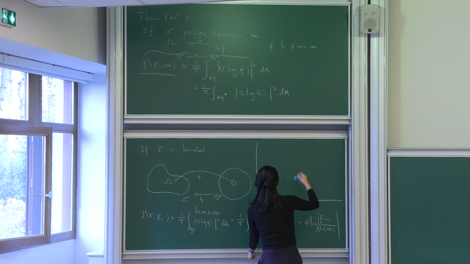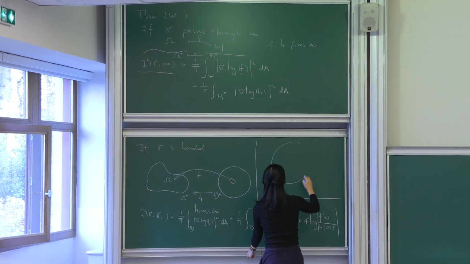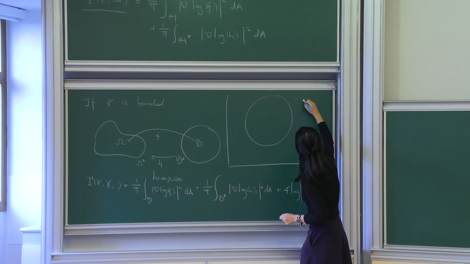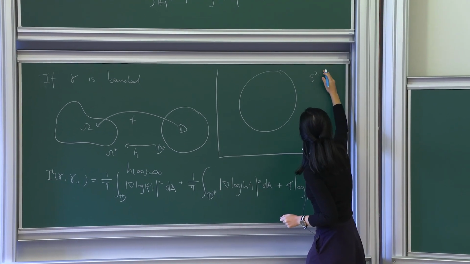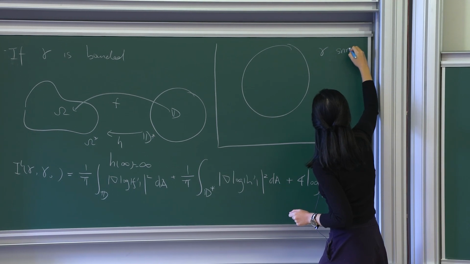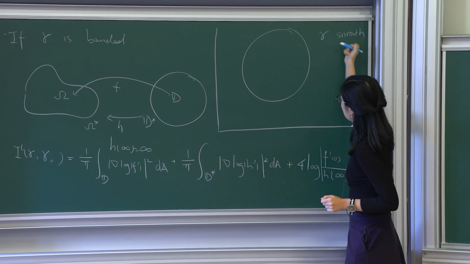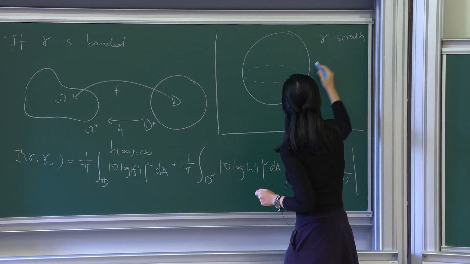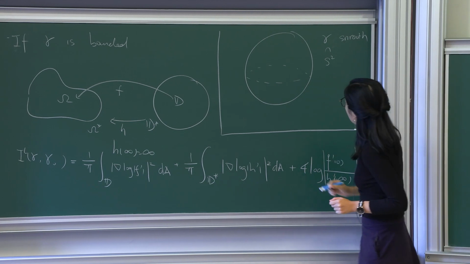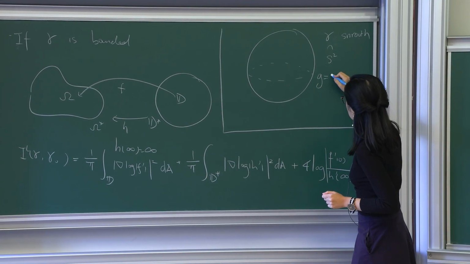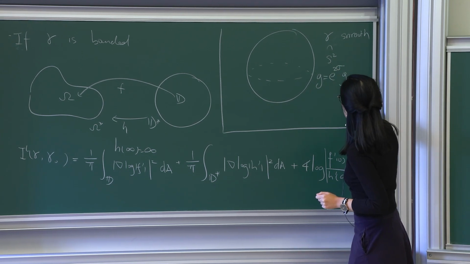So let me just draw the setup here. I'm going to view my curve as a curve on the sphere. I will assume here gamma is smooth, meaning C infinity smooth. And this is a sphere, and inside the sphere, I have a metric g which is conformal to the round metric.